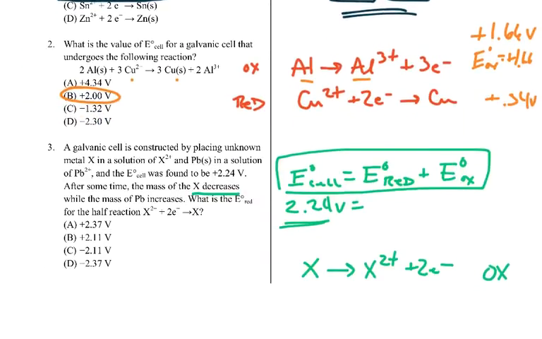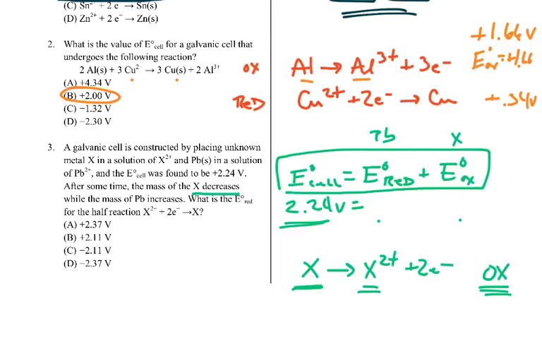But the question is, is the lead being reduced or oxidized? So we could put in negative 0.13 volts here, or positive 0.13 volts there. That's the key. Here's the other clue: after some time, the mass of X decreases while the mass of lead increases. So X, if it's decreasing, must have started as a metal and is turning into ions. That is oxidation. So that means X is this chemical and the lead is this chemical.